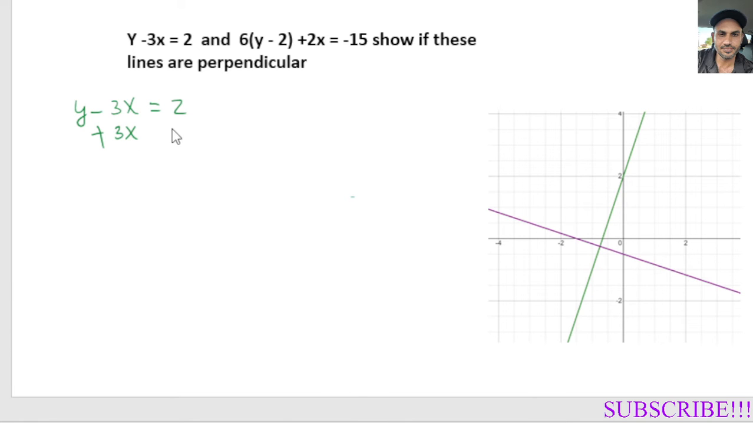We take the x on the other side. We want to separate our y. So this is gone, and y equals 3x plus 2.